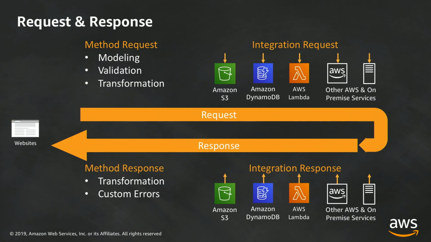I'll talk about that. So when a client, and it could be a website, it could be a mobile phone, it could be a service, it could be really any number of things, makes a request to API Gateway, the first thing it's going to go through is what's called a method request. And in this area, we can do data modeling, we can do validation of data, we can also do transformations.